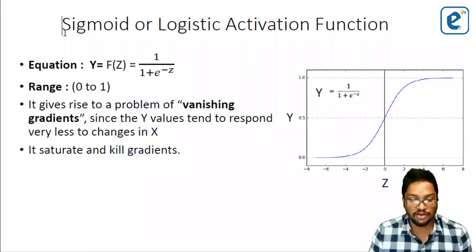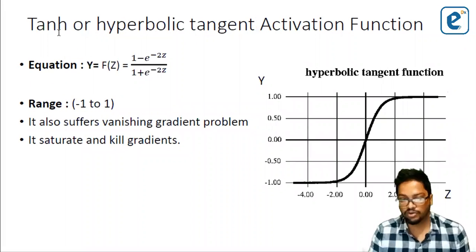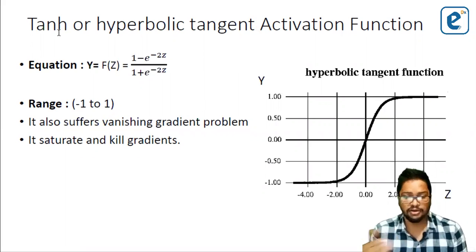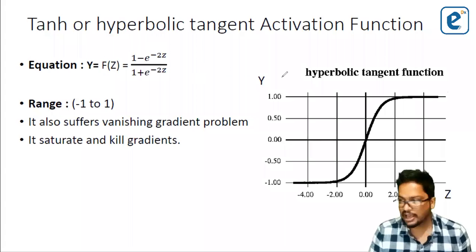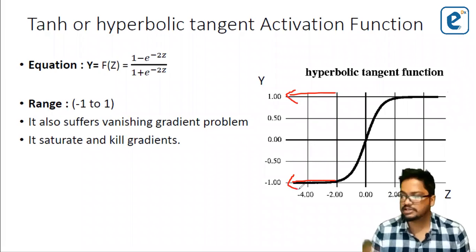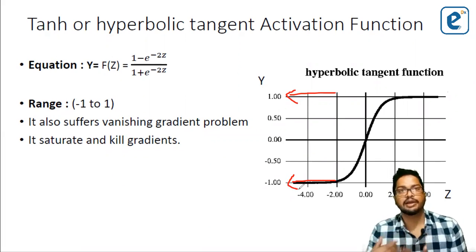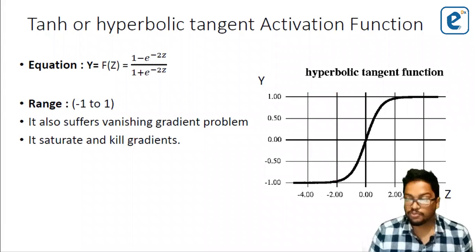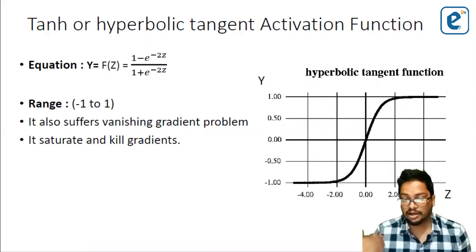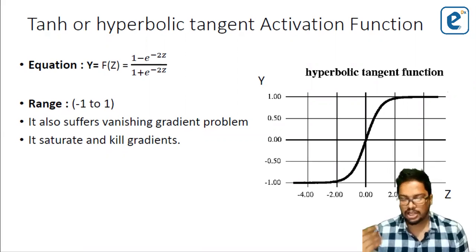Then we have the activation function called tanh, or hyperbolic tangent. This is the same kind of thing as sigmoid, but the only difference is that Y has a range between minus 1 and plus 1. That's the specialty: the sigmoid ranges from 0 to 1, but this ranges from minus 1 to 1. Again, if you have a layer with tanh activation, all the neurons will give you output between minus 1 and plus 1 regardless of the Z value, as I mentioned earlier.